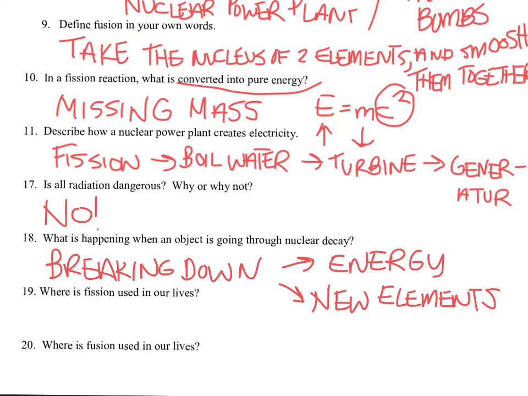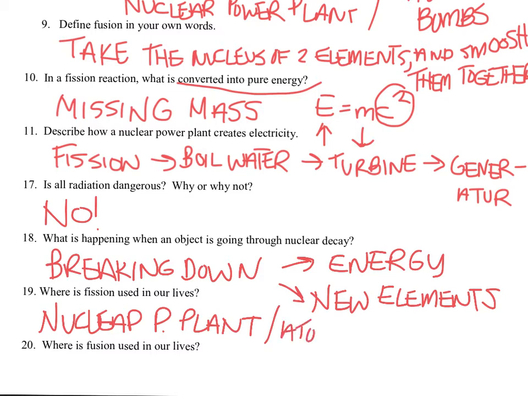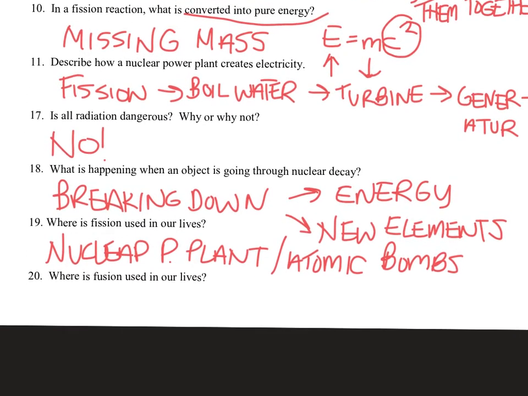Let's look at number 19. Where is fission used in our lives? I think we kind of already asked that question, but we know that's a nuclear power plant. So I'm going to do nuclear P plant for short. Please, you write out the entire thing, nuclear power plant. And also atomic bombs, so for defense, right? I don't know if that's in our everyday lives, but I guess we are being protected daily by our wonderful service people.